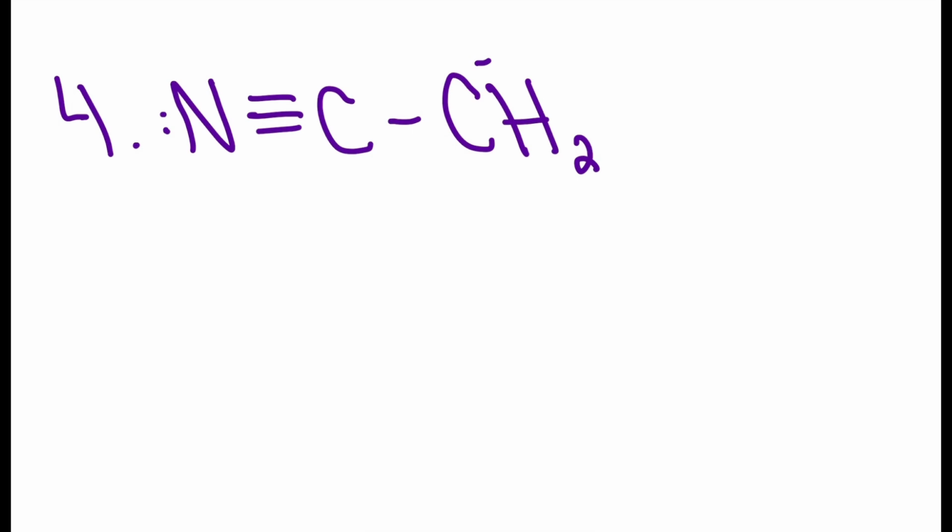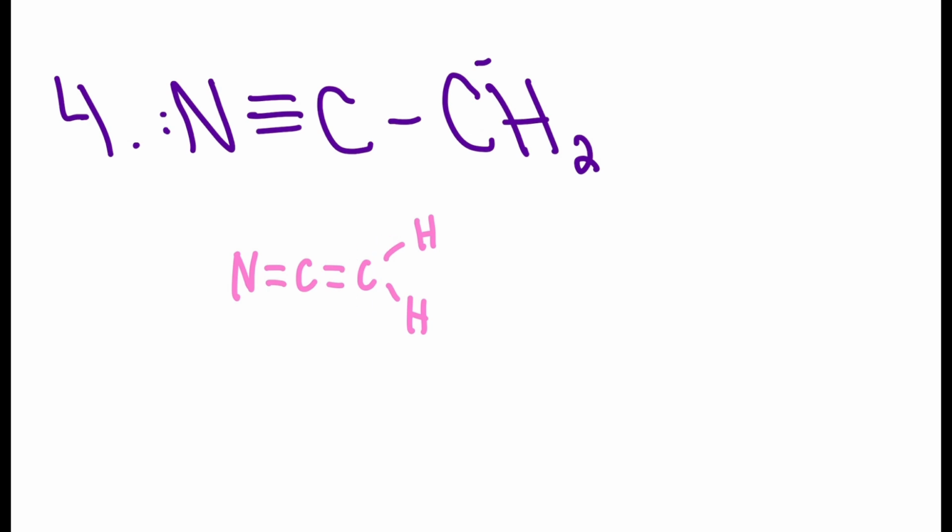So we're given N triple bonded to C, which is bonded to a CH2 with a negative charge on the C. So in this problem, we're going to want to make a resonance structure. So here, we'll want to get rid of this negative charge on the C. To do that, we will move 1 bond from here to here, making that N double bonded to C, double bonded to C, H2. Now this gets rid of the negative charge, because C is now full.